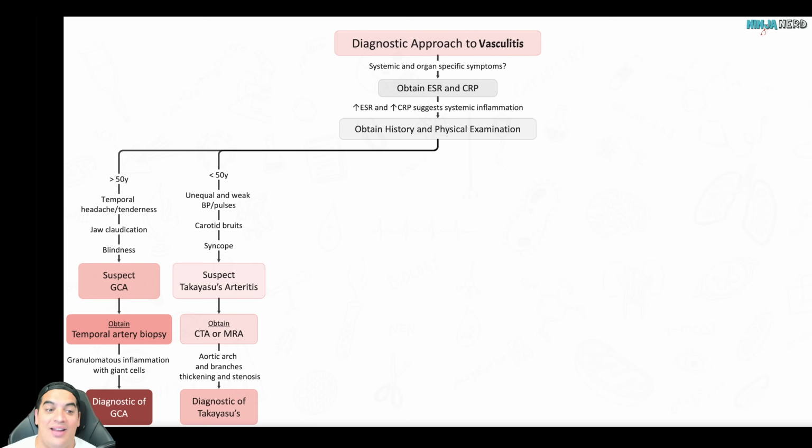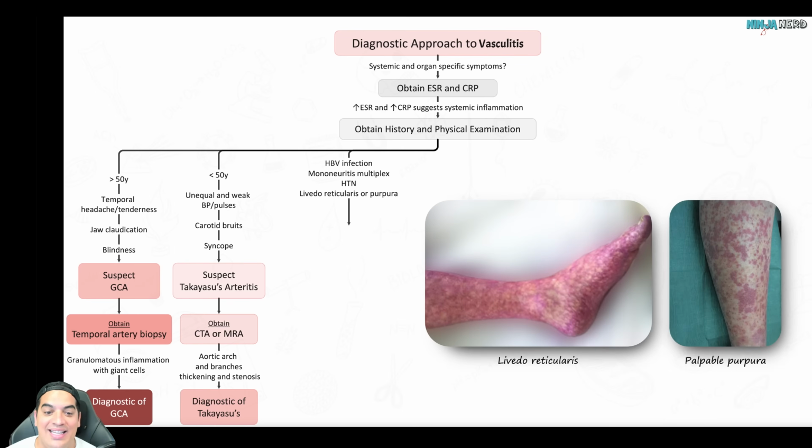If we go the other route to now polyarteritis, if I have a patient who has hepatitis B virus infection, 10% of cases, they have mononeuritis multiplex, they have hypertension, they have CKD, they have livedo reticularis or purpuric lesions, they have mesenteric ischemia, right? Or GI bleeding, I suspect polyarteritis nodosa. How do I look for the primary problem?